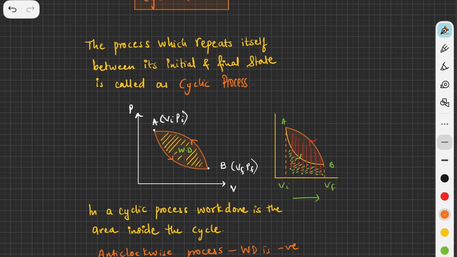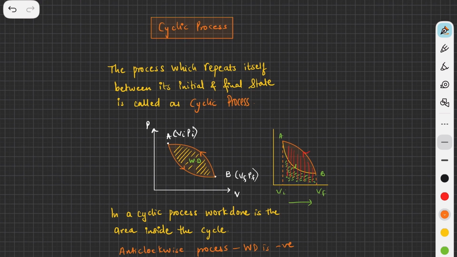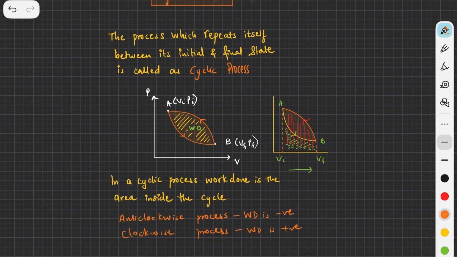You can take a screenshot if you wish to. I just halted the screen as of now. Okay, so hope you have taken the screenshot.